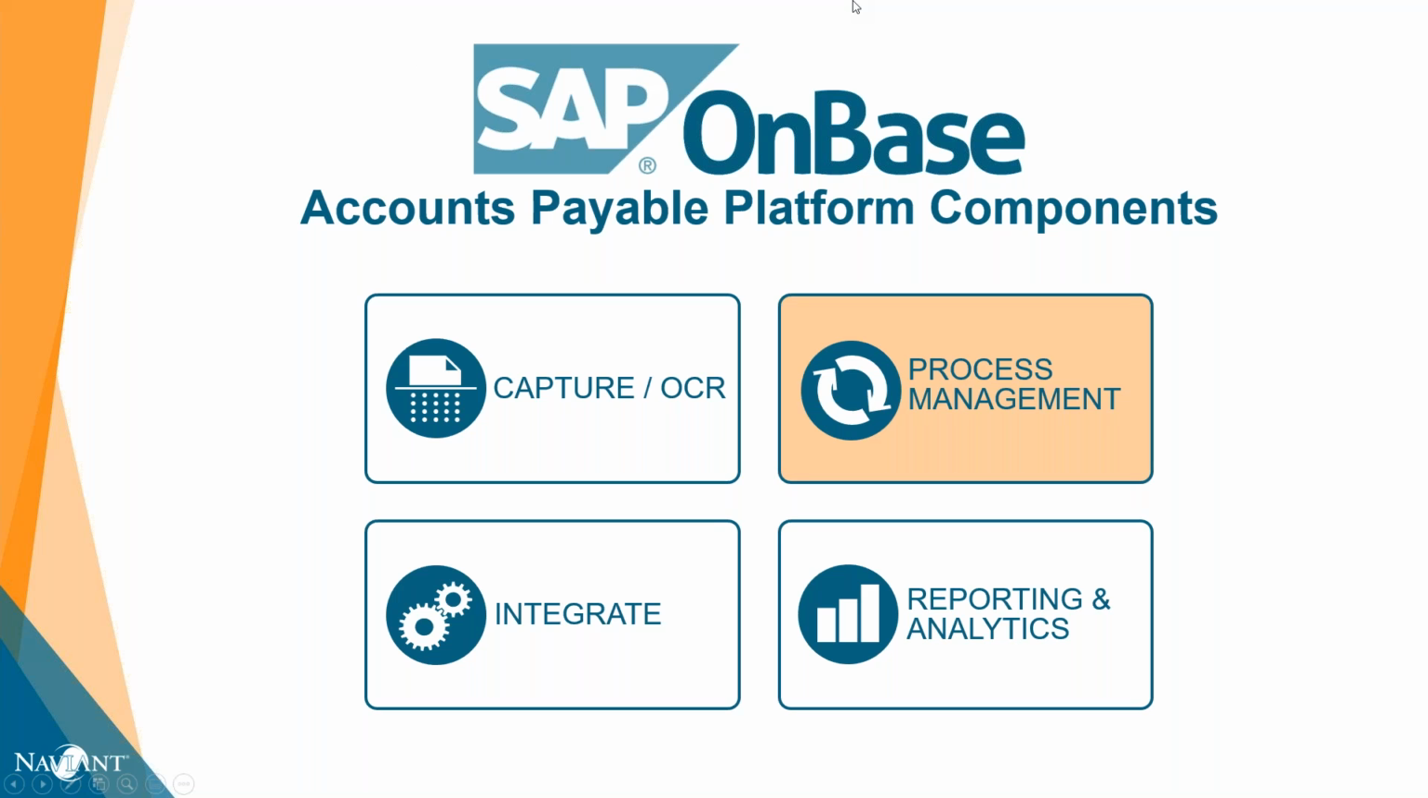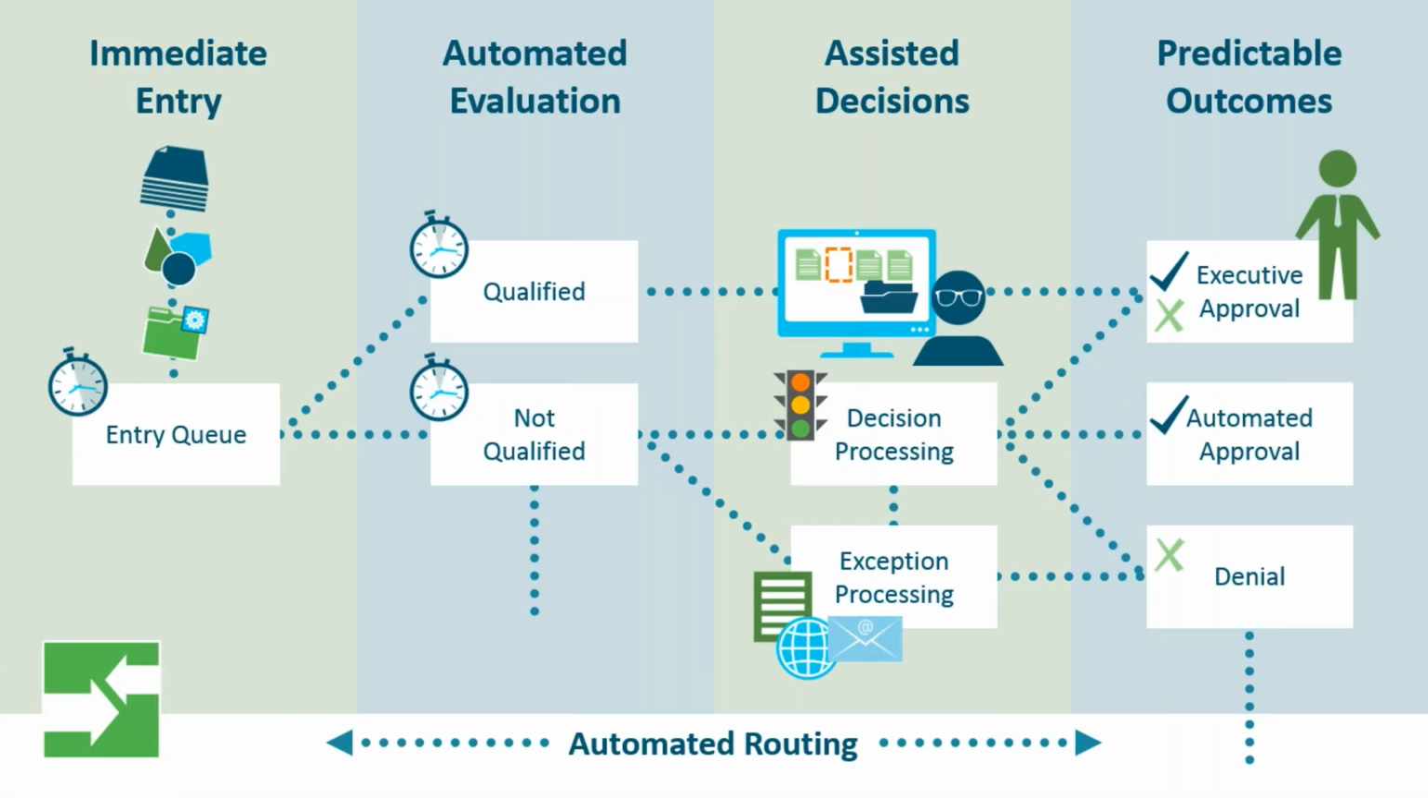Thanks, Guy. So once this invoice image is captured and the data is extracted and validated, it needs to be processed. An OnBase workflow provides a highly configurable, robust process management engine for routing, review, escalations based on your business rules. Workflow provides this predictability and business process control. When content enters workflow, data elements and rules can evaluate and automate processing decisions.